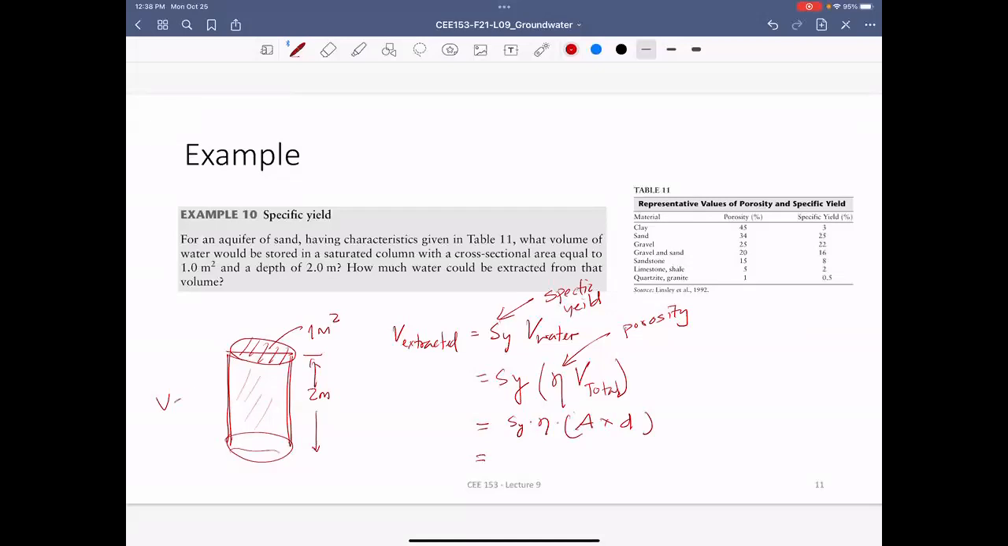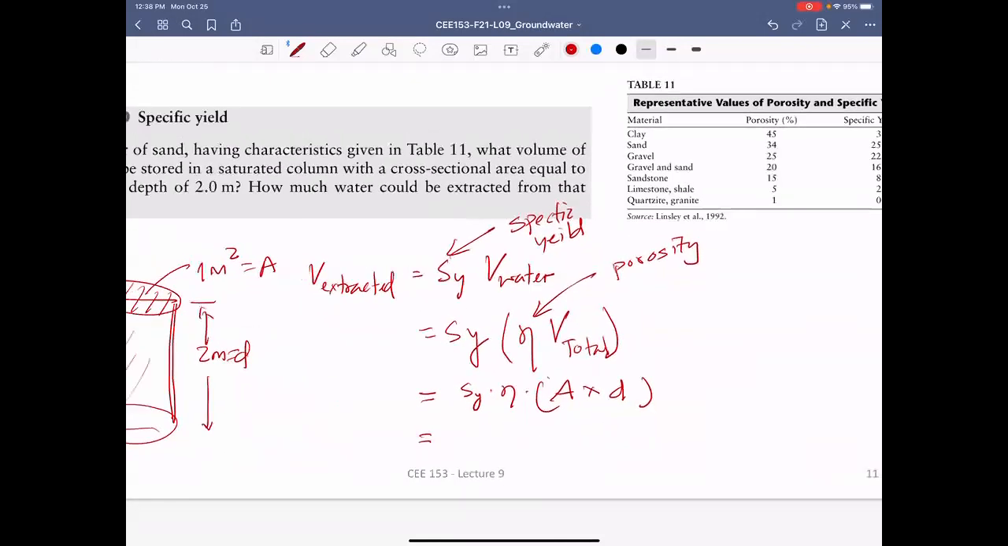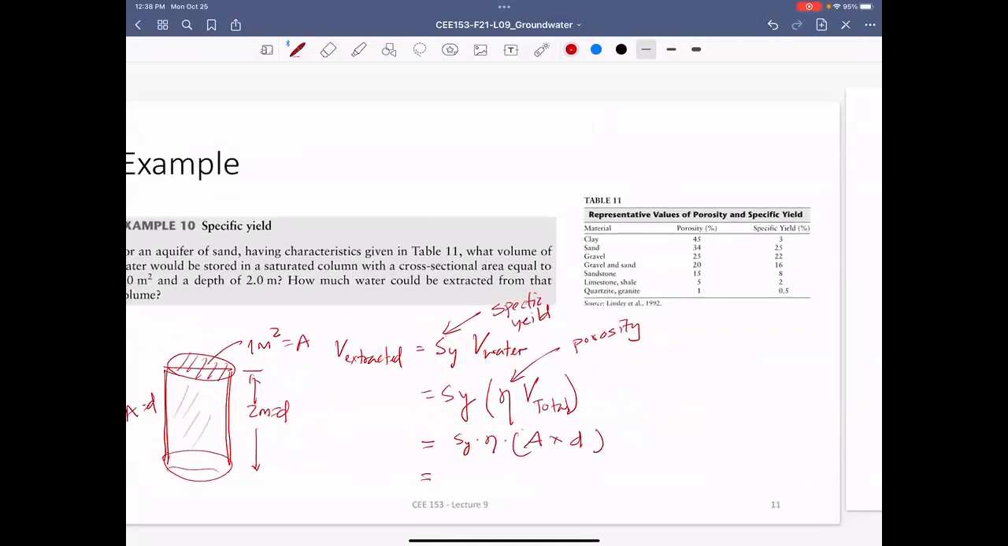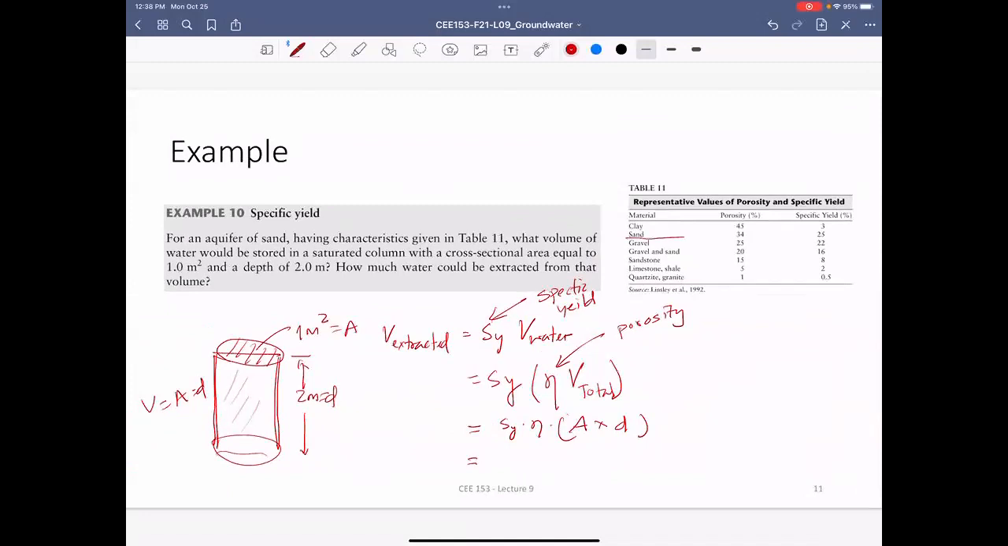So volume is area times depth. This is depth, this is area. All right, so it says sand. If you see sand here, the numbers are given. Porosity is 34%. Specific yield is 25%, so 0.25. That means 25% of the total volume can be drained.